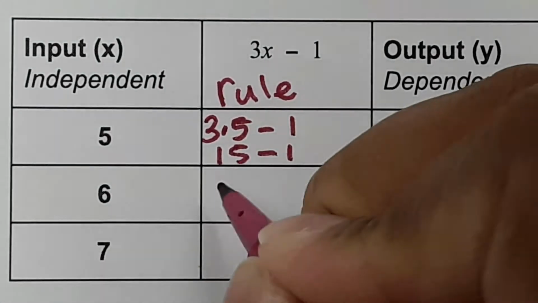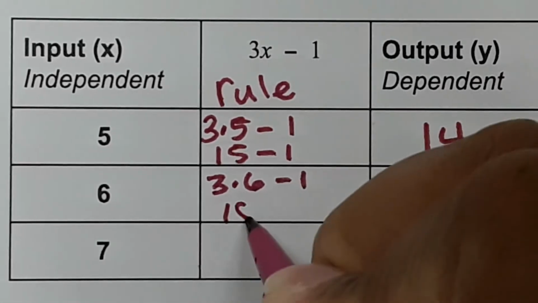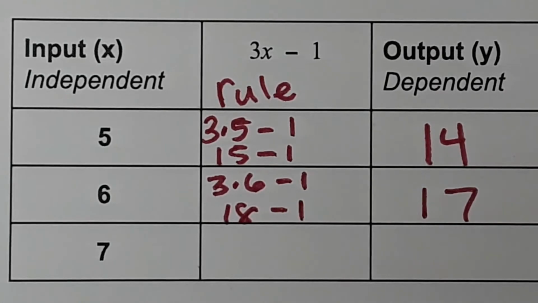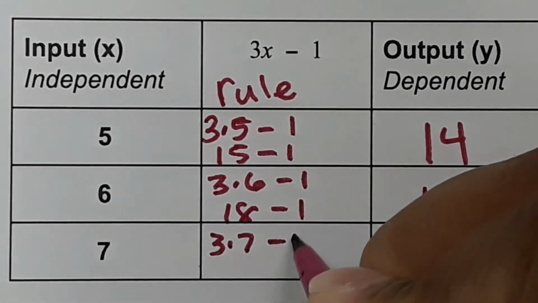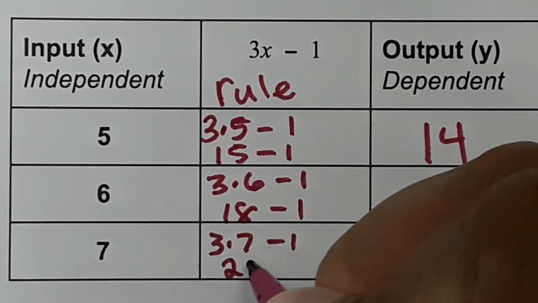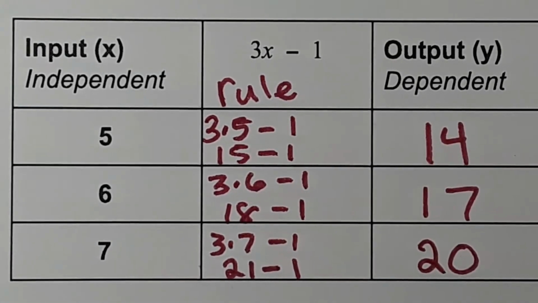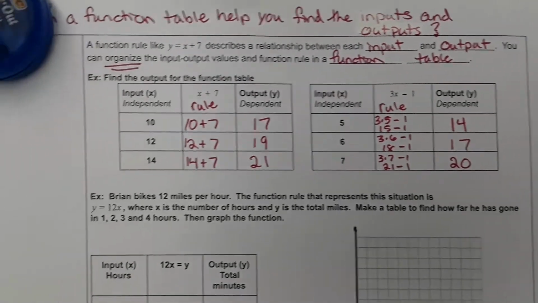Put it in my next input. So it's 3 times 6 minus 1. So 3 times 6, 18 minus 1, output would have been 17. And then if I put in 7, so 3 times 7 minus 1, 3 times 7, 21, minus 1, the output would have been 20. Pretty simple. You just follow the rule to get your inputs and your outputs. Well, to get your outputs based on what your inputs are.